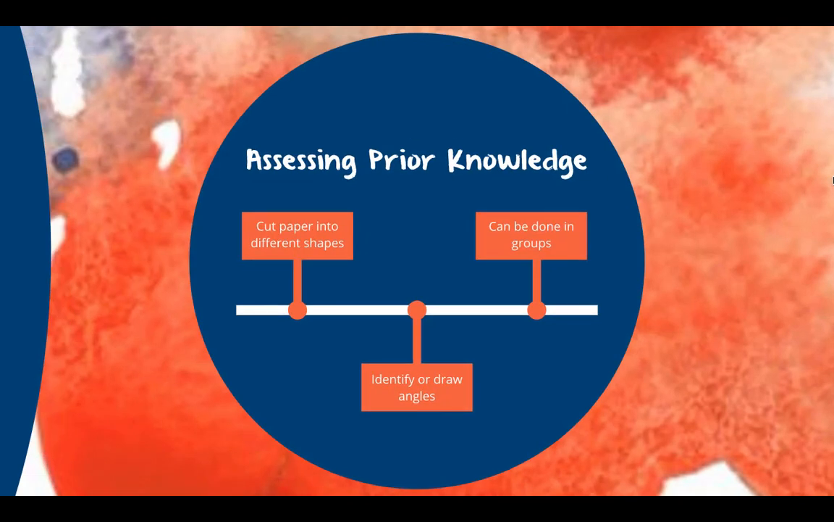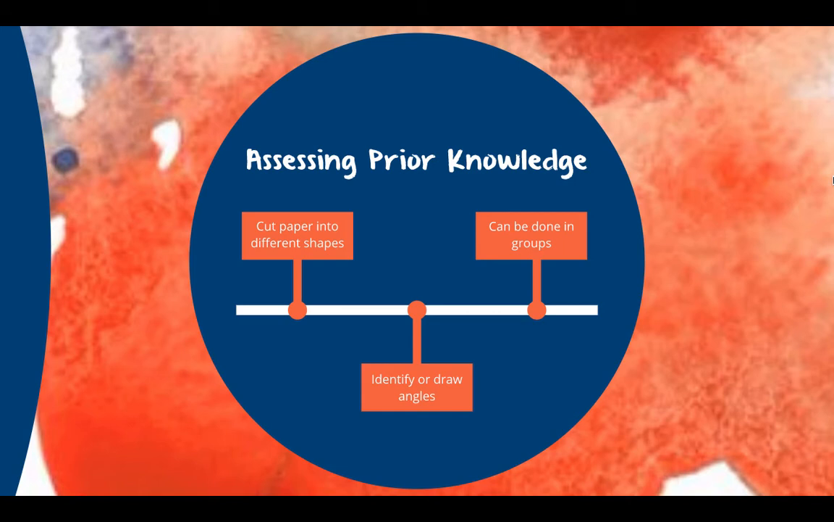Prior knowledge assessments can be done in nearly the same way for both groups. First, have learners cut squares, rectangles, and triangles out of sheets of paper. This will not only test their knowledge of shapes, but also their fine motor skills and their ability to follow an ordered set of directions.